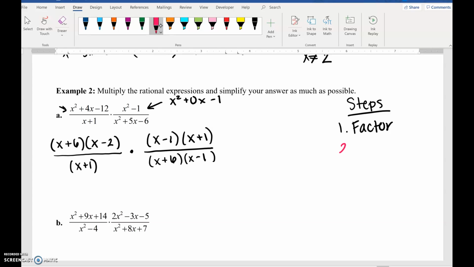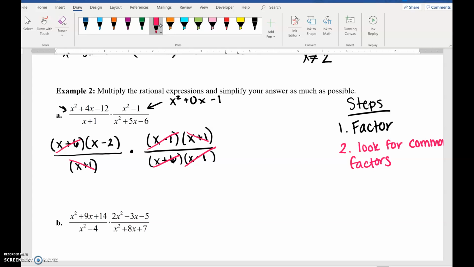So then the next step is going to be simplify, or look for common factors. So look to see if there's an x minus 6 on the bottom, which there is right here. And then we have an x plus 1 right here and an x plus 1 right there, so these. And then we also have an x minus 1 and an x minus 1.